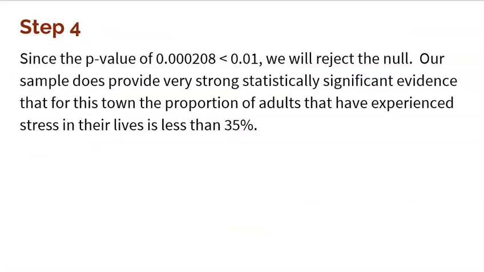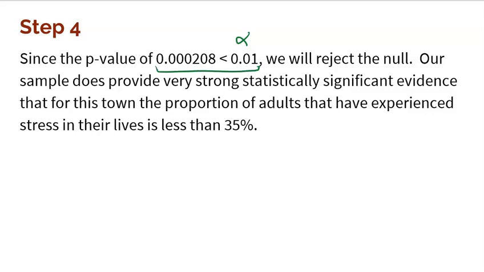So now as for my nice conclusion. All right, since the p-value of 0.000208 is less than 0.01, I'm going to go and use my famous significance level of 0.01. That's my alpha level. Okay, so remember, you need to do this. You have to explicitly compare your p-value to your alpha level.